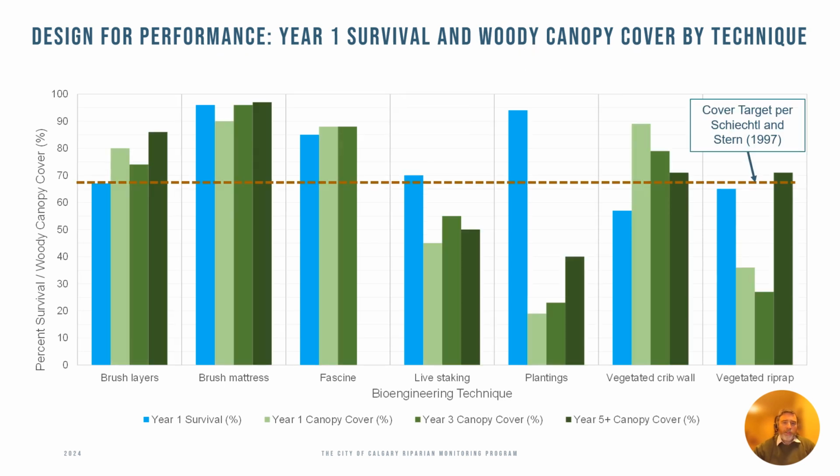Now adding year 1, year 3, and year 5 age classes canopy cover in green with a target from the literature of 66%. Brush mattresses not only met the survival target, but also exceeded the cover target. Plantings had high survival, but canopy cover didn't meet the target. Vegetated crib wall, despite lower survival, met the cover target in the end. So this highlights that performance targets should include both survival and cover. We recommend using survival targets for the first couple of years to confirm proper installation, then transitioning to cover or density as the main metric, since the goal is full canopy cover by project completion.